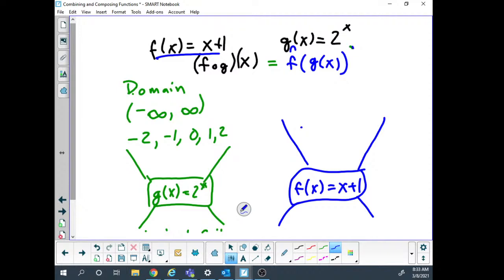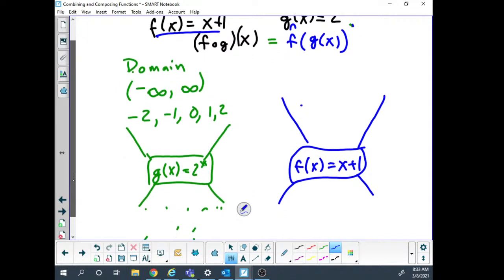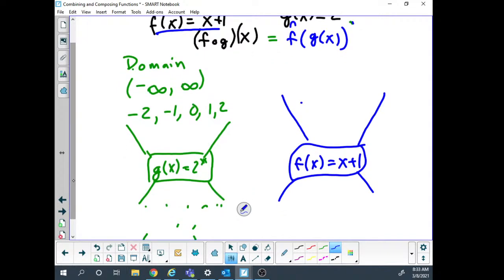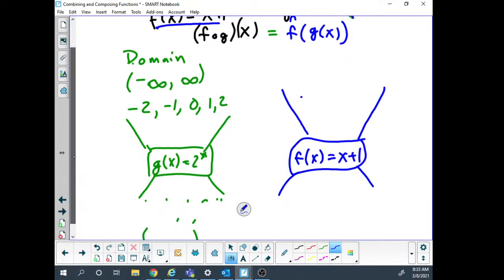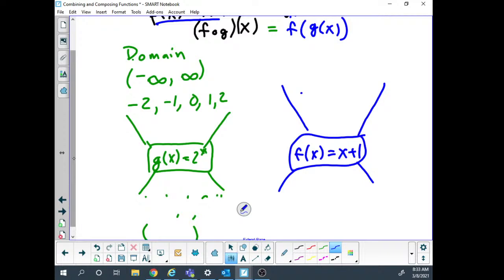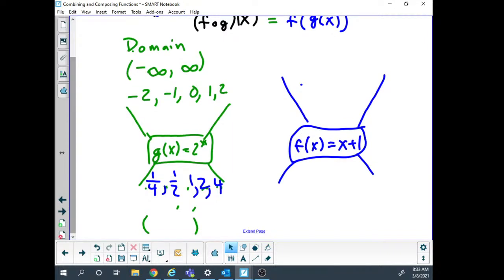G of x. So for 2 to the power of x, my domain would be negative infinity to infinity. Let's just look at these values. If I restricted my domain to these values, what would my output be? Let's see, 2 to the negative 2 power? 1/4, nice. 2 to the negative first? 1/2. 2 to the 0? Better not say 0. 2 to the first? 2. 2 to the second? 4. Boom.